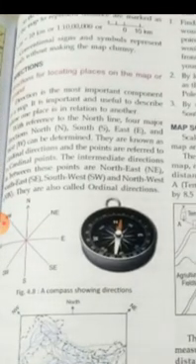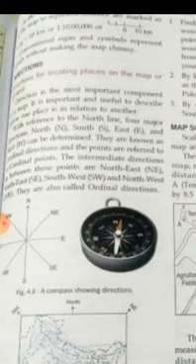Direction is the most important component of a map. It is important and useful to describe where one place is in relation to another. With reference to the north line, four major directions, north, south, east and west, can be determined. They are known as cardinal directions and the points are referred to as cardinal points. The intermediate directions between these points are northeast, southeast, southwest and northwest. They are also called ordinal directions. So the diagram given below shows all the 8 directions.